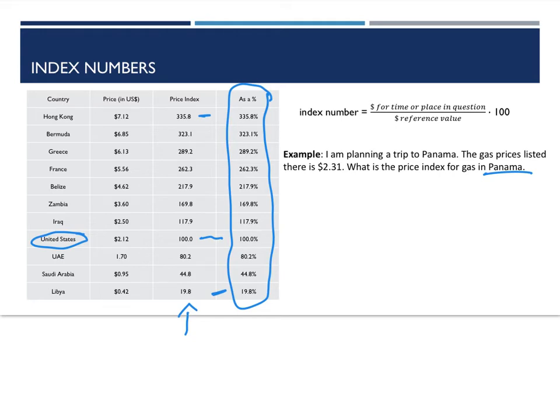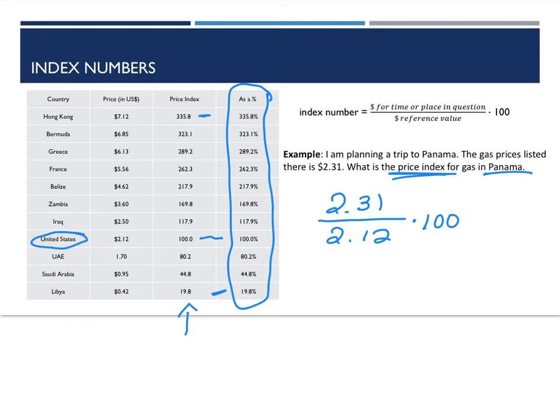Nothing different. If I'm looking for an index number, then my fraction is the money in the question divided by the money for the reference times 100. It just doesn't go on the chart.